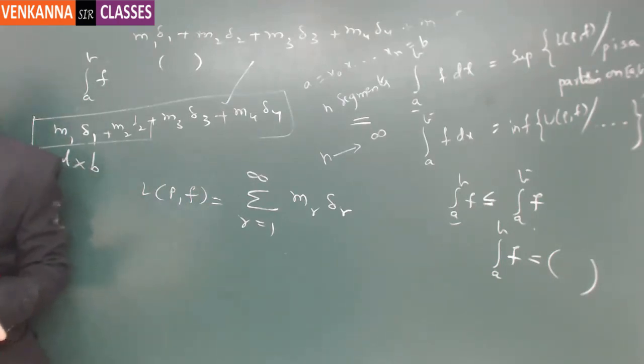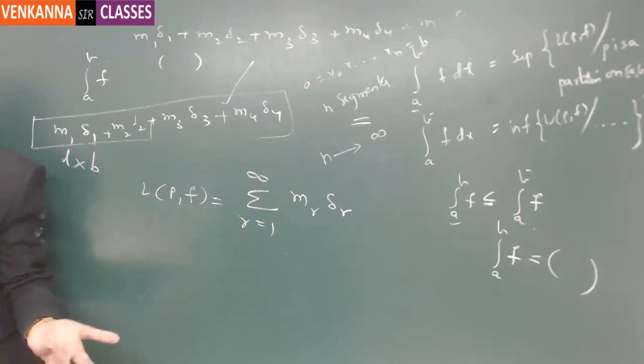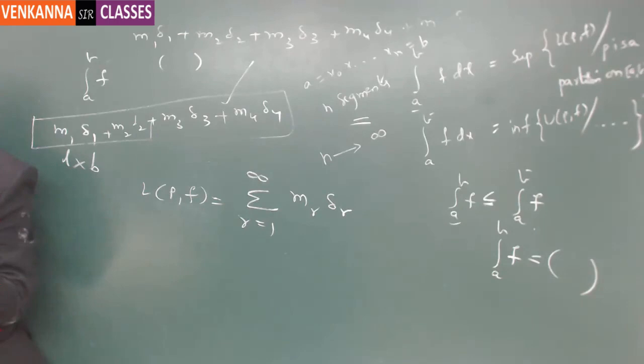LPF value will vary according to the partition, because the delta value is based on the partition, isn't it? So LPF values and UPF values are based on the partition. Since a partition is not unique, we take the delta which gives us the maximum. Let me say a simple thing.